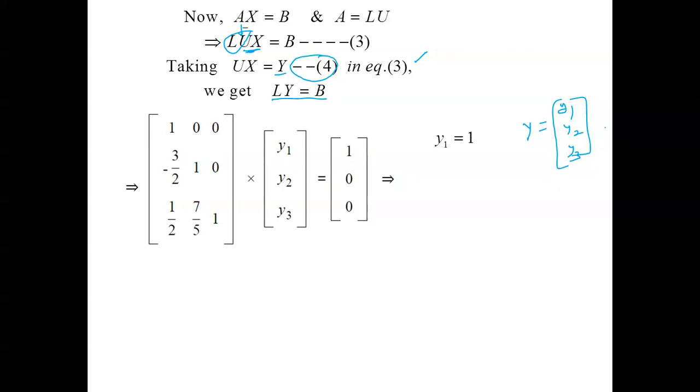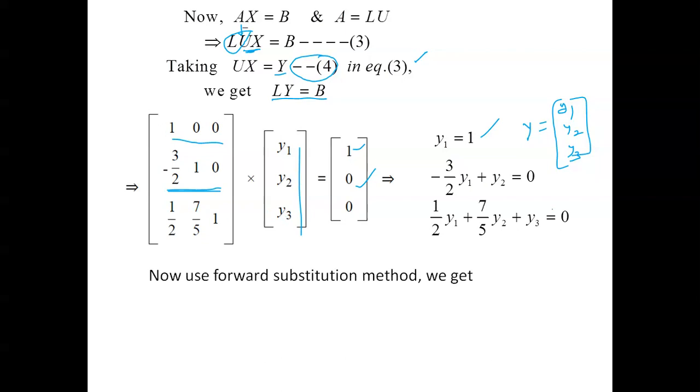Now we have to compare on both sides. Now multiplying the two matrices on the left hand side, first row and first column, 1 into y1 plus 0 into y2 plus 0 into y3 equal to y1 equal to 1. In the second step we have the second row and first column. So minus 3 by 2 y1 plus 1 into y2 equal to 0. Next, 1 by 2 into y1 plus 7 by 5 into y2 plus y3 equal to 0.